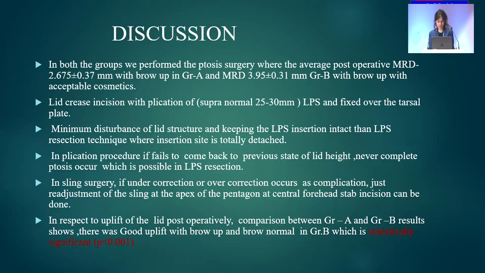In the plication, if the procedure fails, the lid comes back to the previous state of lid height, never the complete ptosis which is possible in LPS resection. In sling surgery, if undercorrection or overcorrection occurs as a complication, then the readjustment of the sling can be done at the apex of the pentagon.